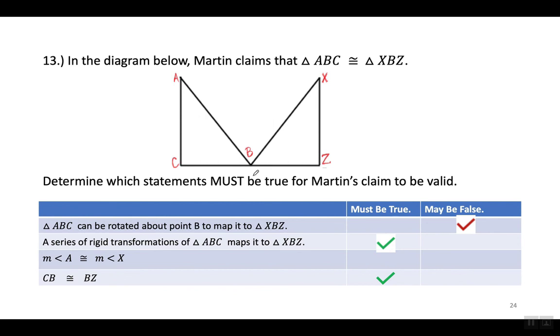A rigid motion means that when you do the transformation, it stays the exact same size and shape, right? Basically, every transformation is a rigid transformation except for dilations. A dilation is the only one that is not a rigid transformation because a dilation makes it bigger or smaller. Okay, number 3, the measure of angle A will be congruent to the measure of angle X. This is one of those where the first letter corresponds to the first letter. Yes, that's going to be true.